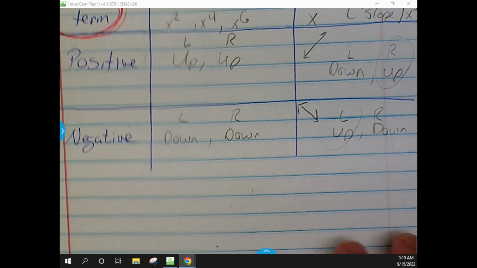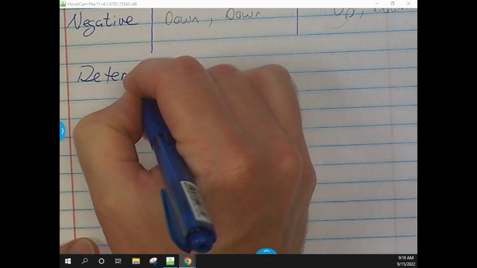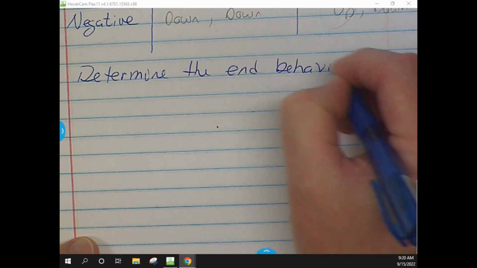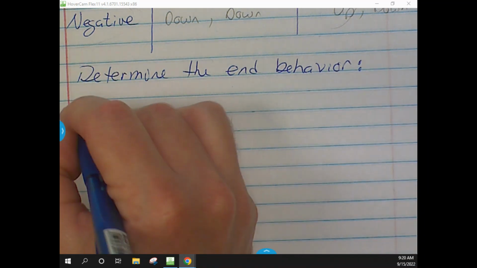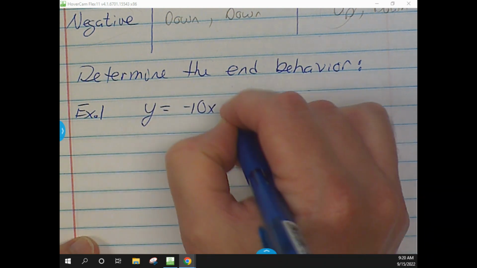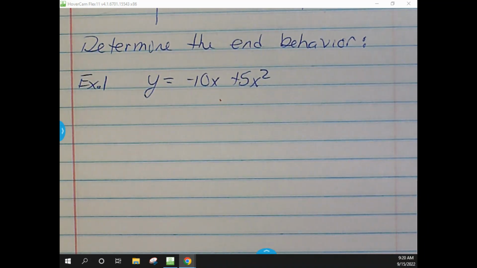And somebody might be saying, well, how are they going to do these questions? All right, here we go. Here's how it's going to be. So they're going to give you a function equation like this, where it's y equals negative 10x plus 5x squared. All right, and for end behavior, you only look at the first term.